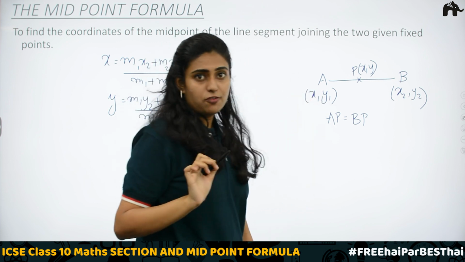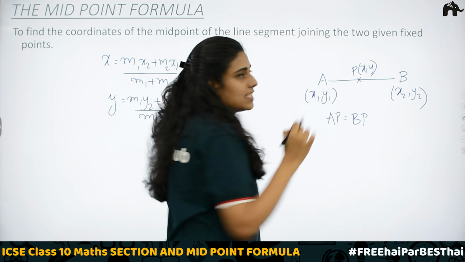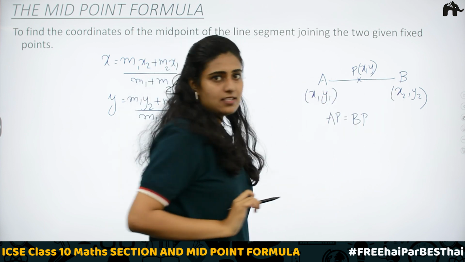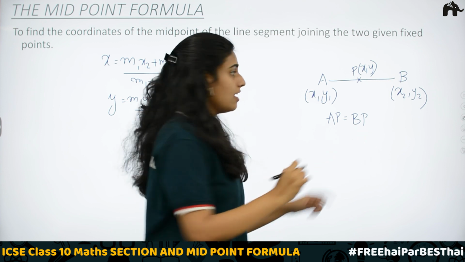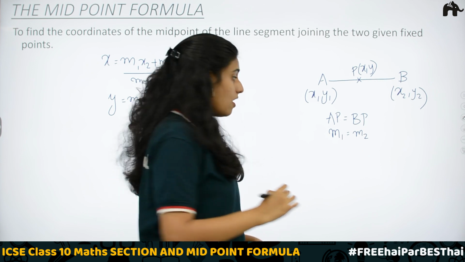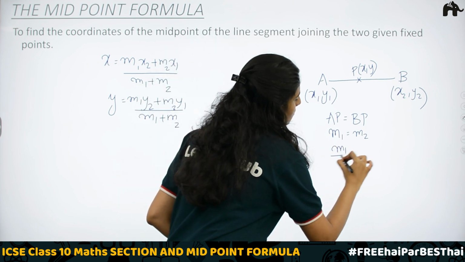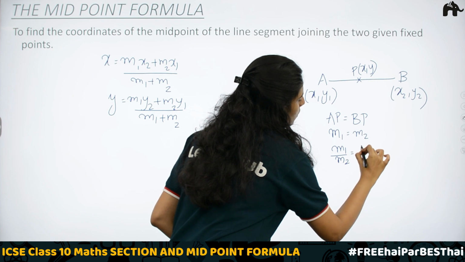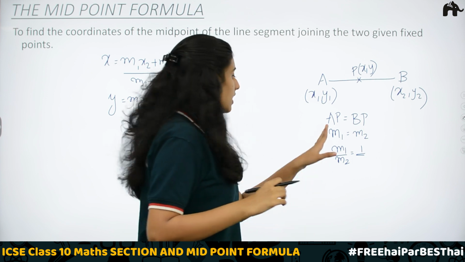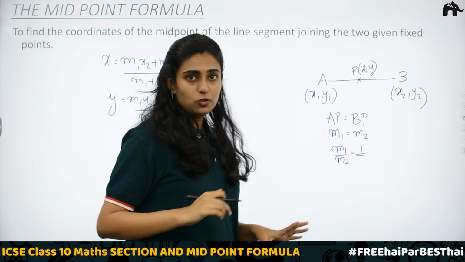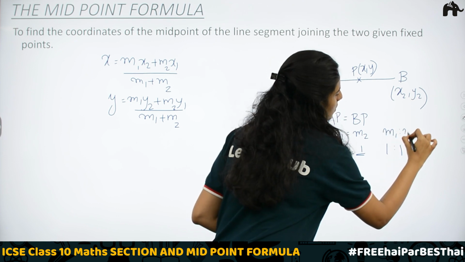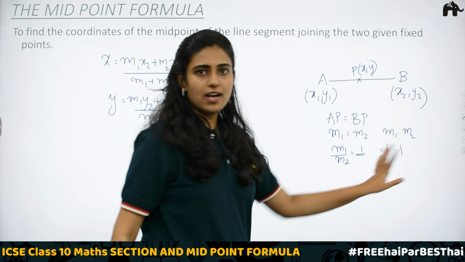When we studied section formula, we had taken the length AP as m1 and the length BP as m2. Here what do we understand? AP and BP are equal, which means m1 will be equal to m2, or the ratio m1 by m2 will be equal to 1. Yes, if m1 and m2 are equal, then the ratio m1 by m2 will be equal to 1, or you can write it as 1 is to 1. m1 is to m2 will be equal to 1 is to 1.